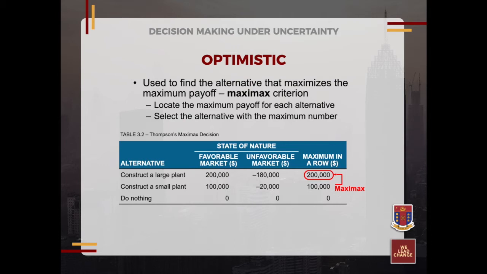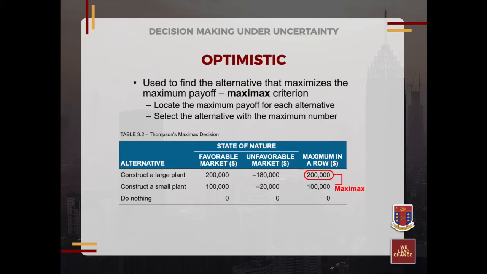So the way to do it is that you look at each of the alternatives and look at the maximum payoff for each alternative. For example, when you construct a large plant, there are two possible payoffs. One is $200,000 and the second is a negative $180,000. So between the two, $200,000 versus negative $180,000, which would be the higher payoff? Of course, we have $200,000.